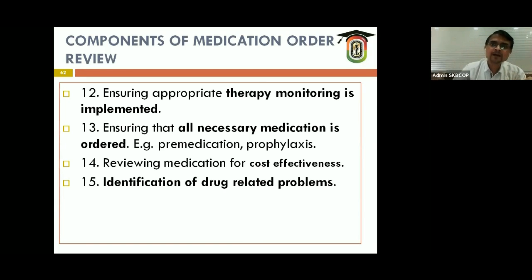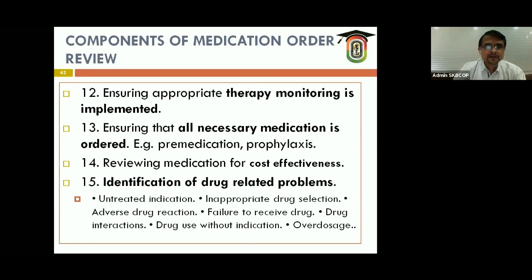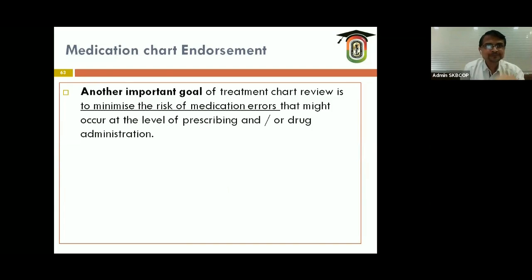रिव्यू कर रहे हैं उसमें अगर कुछ प्रॉब्लम्स पाए जाते हैं, सो दैट हैज टू बी आइडेंटिफाइड, such as untreated indications, inappropriate drug selection, adverse drug reaction, failure to receive drug, interaction, drug use without indication, and overdoses. So these are the identification of drug related problems, so that has to be monitored, that has to be identified and written down as a review process. So these are the components of review process.